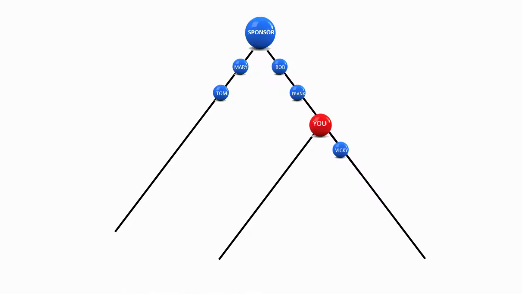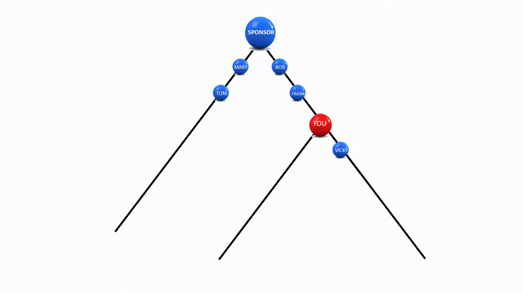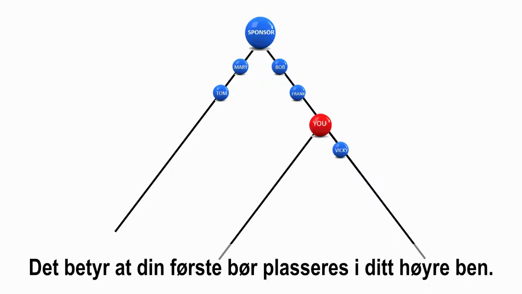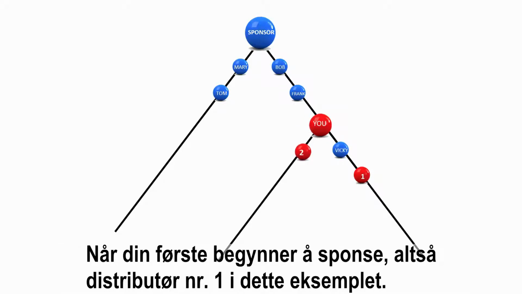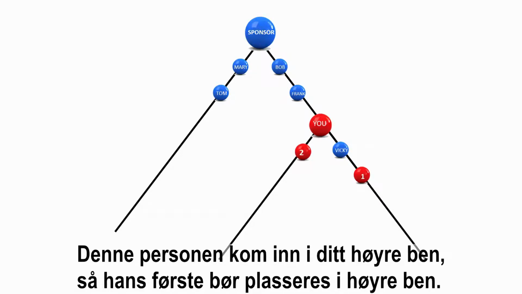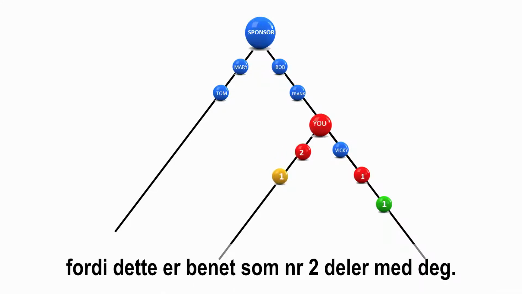came in. In this example, your sponsor placed you on your sponsor's right leg. That means that your first person should be placed on your right leg. After that, you're free to sponsor somebody else on the other leg. In this case, it's the left leg. Now, when your first person starts to sponsor somebody, that's distributor number one there in this example, that person came in on the right leg, so his first person should be sponsored on the right leg. Number two's person should be sponsored on the left leg because that's the leg that number two shares with you.